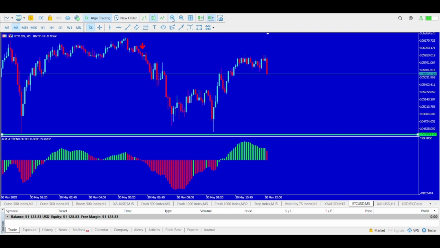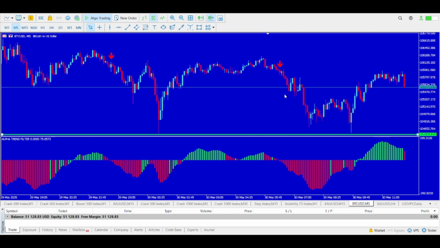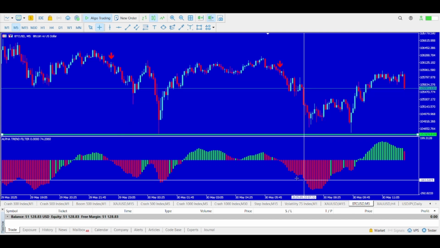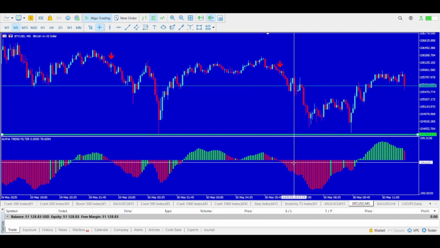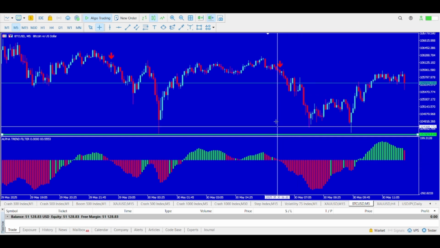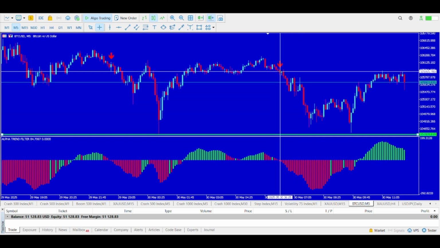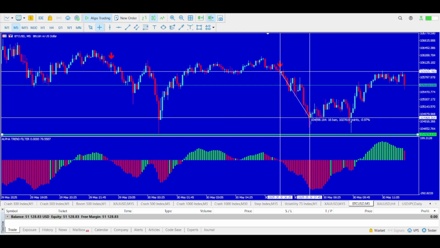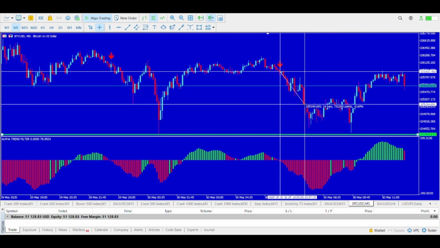So let's look at BTC on the 5-minute time frame. The same rules still apply. We can see here on the trend filter, the Alpha Trend filter, we also had red, indicating that we are in a downtrend. And from this particular area, we're going to place our stop loss just above this particular level, 0.35. So at 0.70, we're going to get our take profit right around here.